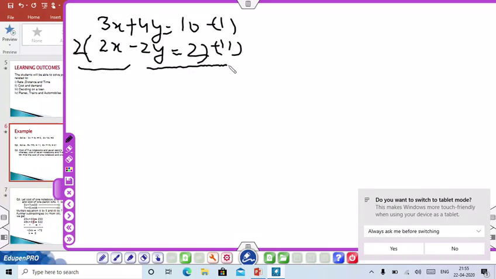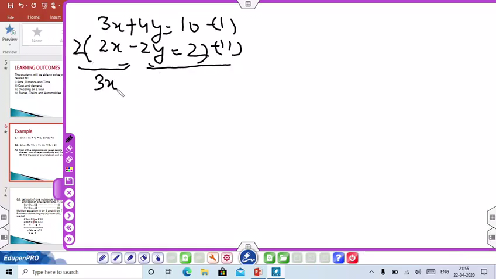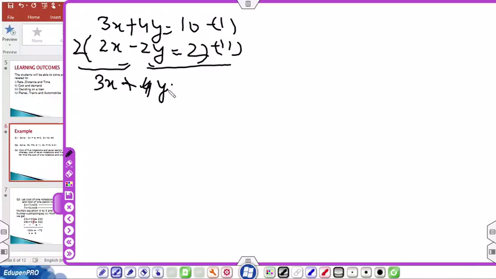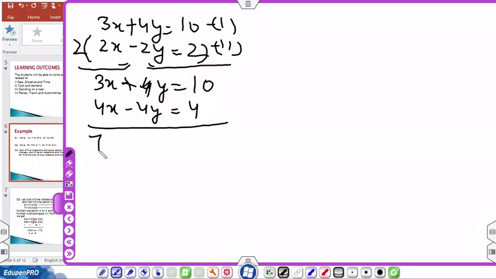Multiply equation 2 by 2. First equation as it is. 2 twos are 4. Now I am going to add these two equations. 4 plus 3 is 7, plus 4 minus 4 cancels out. 10 plus 4 is 14. From here we can find our x comes out 2.